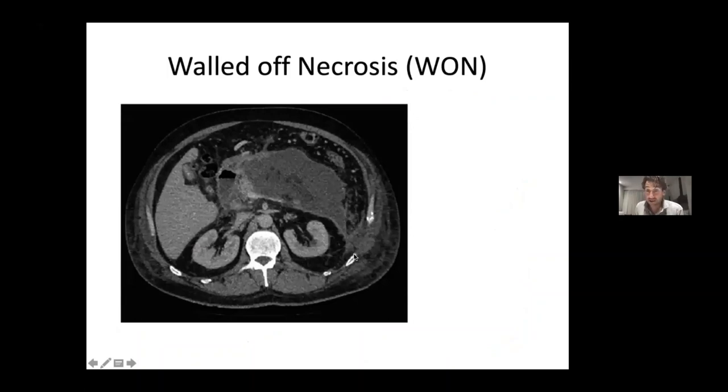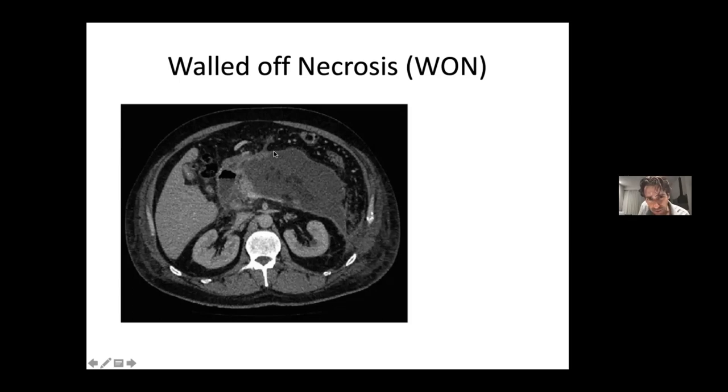So the next thing is what we call walled-off necrosis. In this patient, again, I'm just going to go over things. Again, it's a contrast enhanced scan. You can see some contrast in the aorta, and the kidney and the liver are enhancing. You can see there's a little bit of enhancement here. There's not much pancreas left in this patient. There's a big collection here.